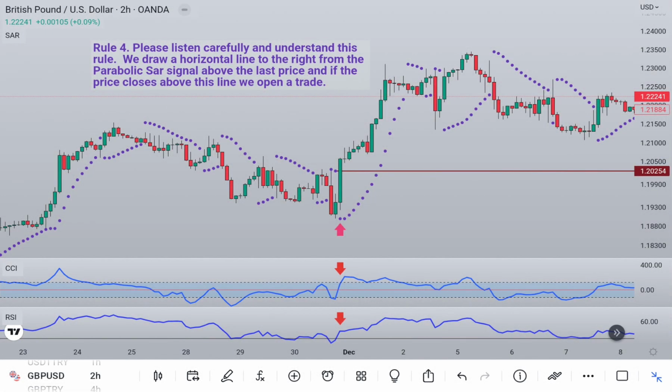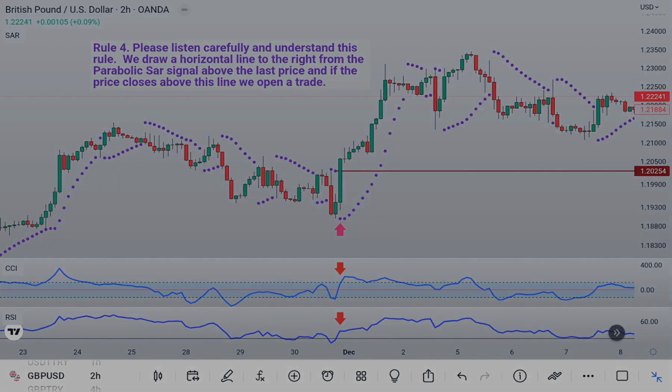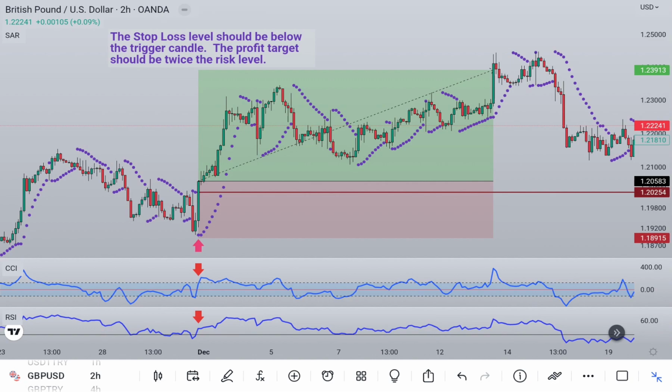Rule 4. Please listen carefully and understand this rule. We draw a horizontal line to the right from the Parabolic SAR signal above the last price, and if the price closes above this line we open a trade. The stop-loss level should be below the trigger candle. The profit target should be twice the risk level. And yes, we hit the target.